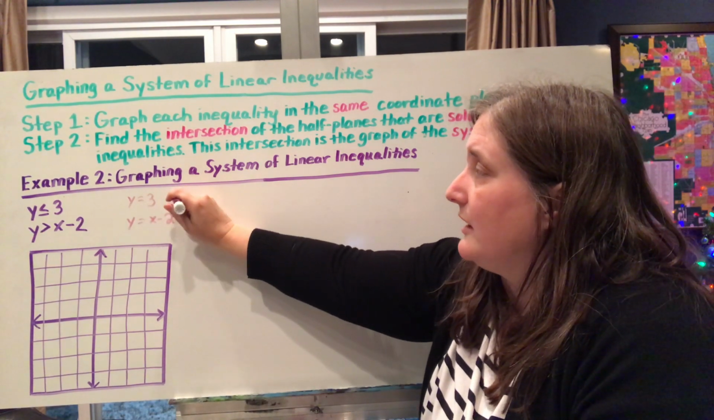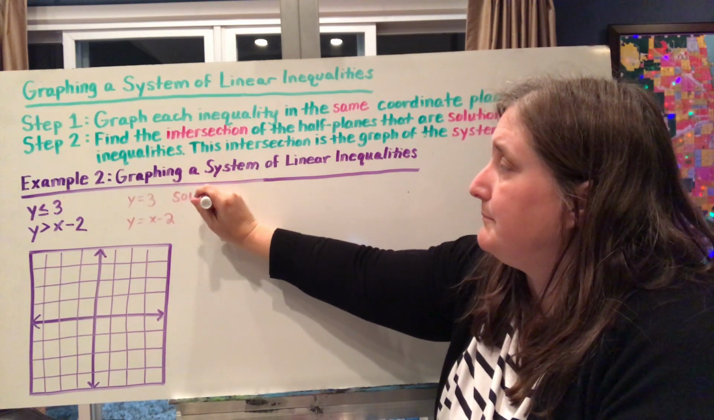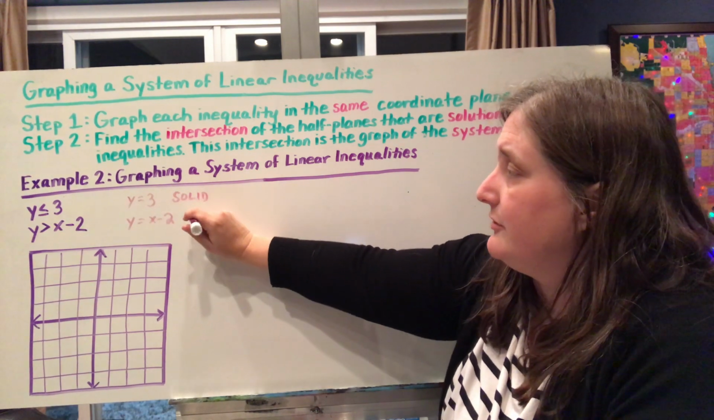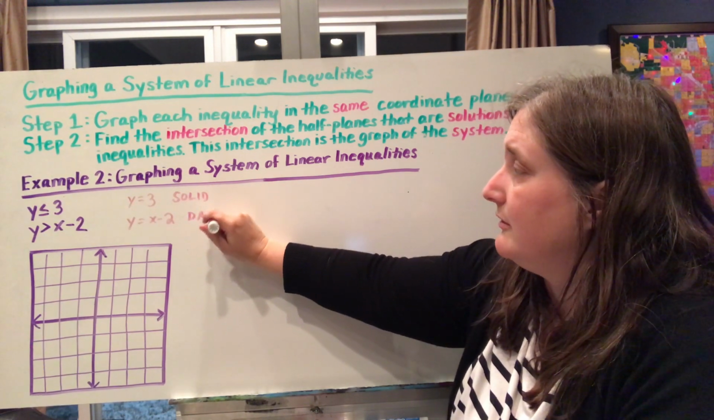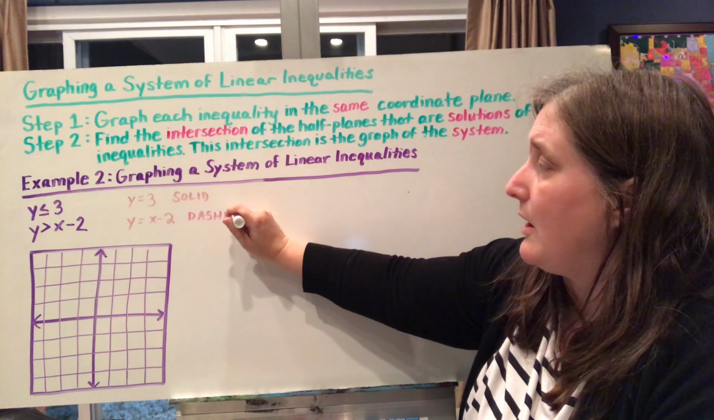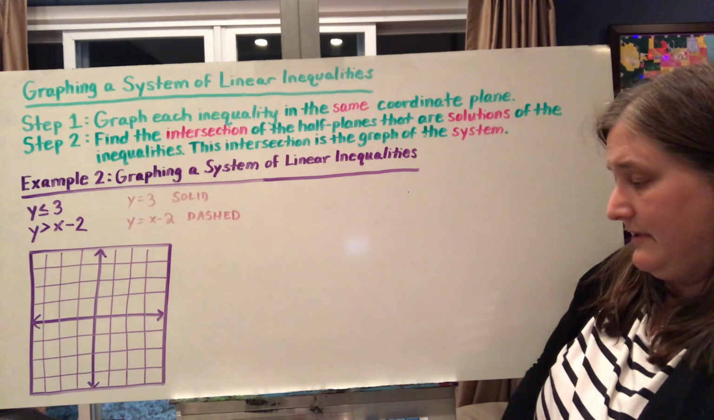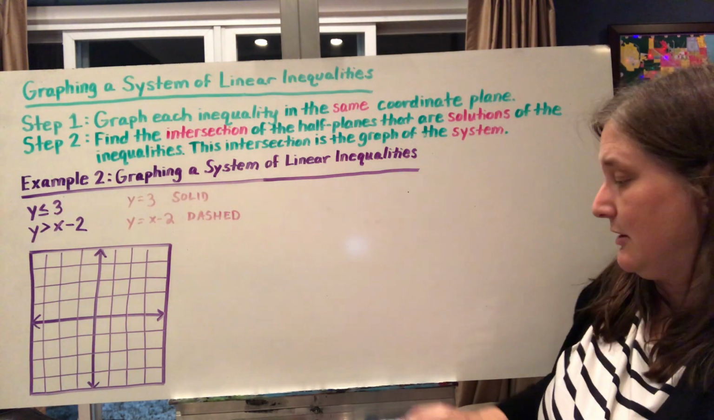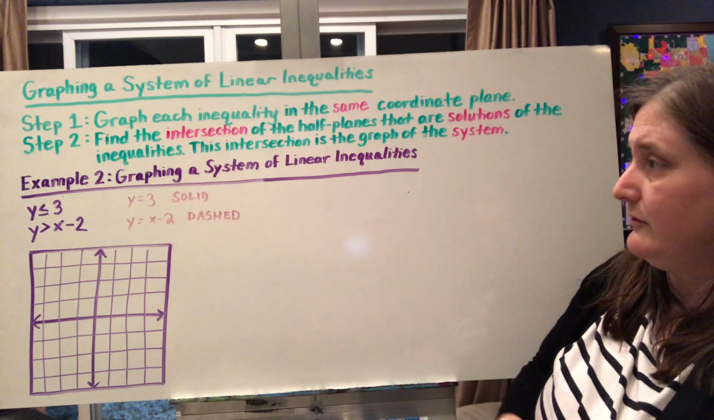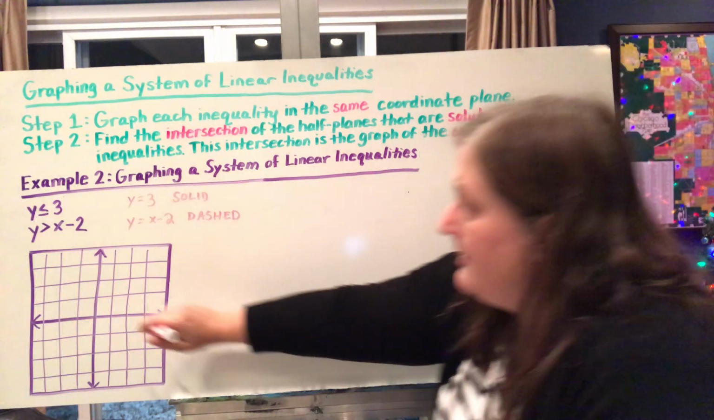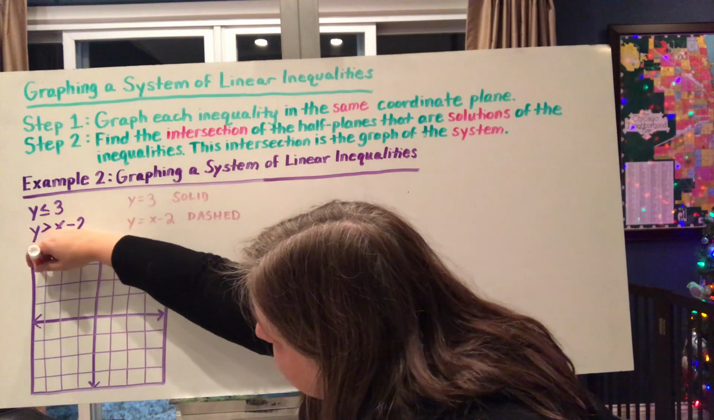This one is going to be a solid line because I have the equals. This one is going to be dashed. So I'm going to start with y equals 3. So that's going to be the first line that I add to my graph. So y equals 3 is right here.